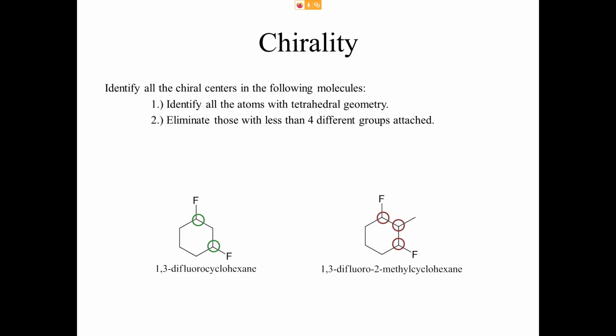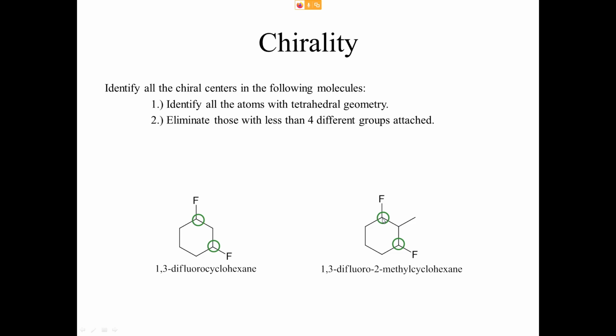Is it chiral or not? Are there 4 unique things? No. This is a methyl group. There's a hydrogen here. And these 2 things going around from this carbon are identical to each other. There's no difference between these 2 going around. There were differences over here. There's no difference here, so that makes this not chiral.